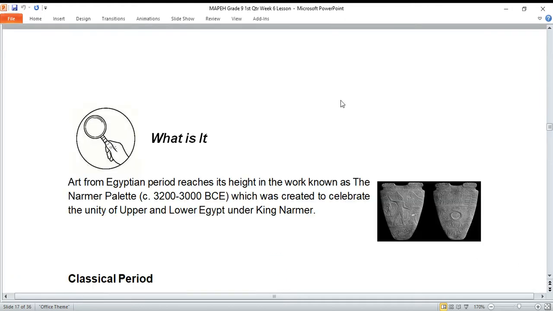Okay, now let's discuss. Art from the Egyptian period reaches its height in the work known as the Narmer Palette in 3200 to 3000 BCE, which was created to celebrate the unity of Upper and Lower Egypt under King Narmer.